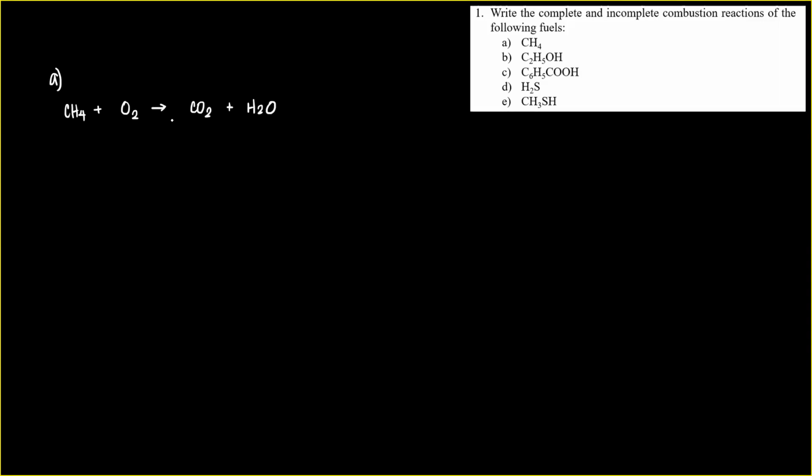So let's balance. 1:1 yung C. H is already 4. So I multiply this by 2. How many oxygen do I have? 2 and 2 is 4. So I need 2 in here. Okay? That's the complete combustion.